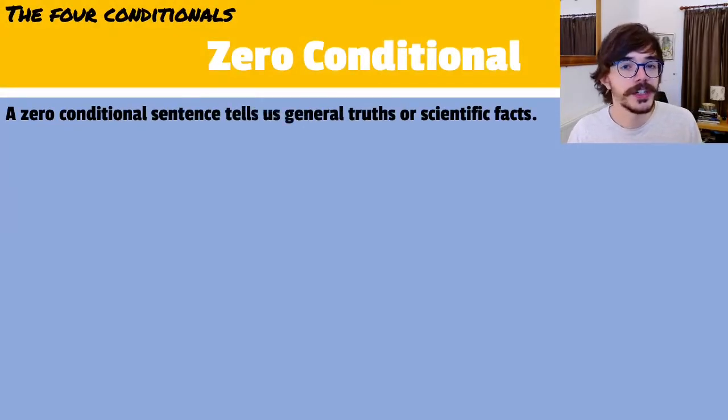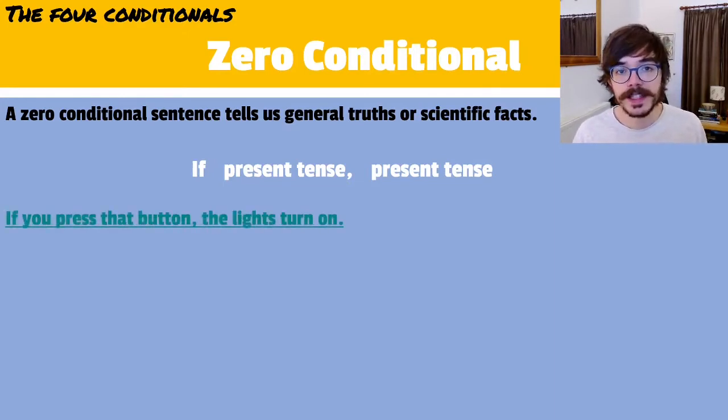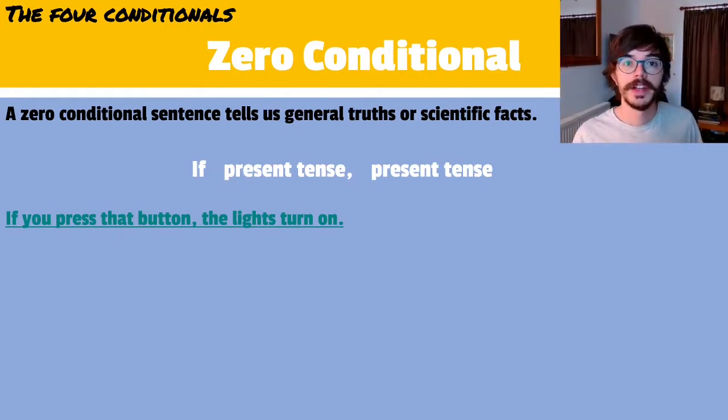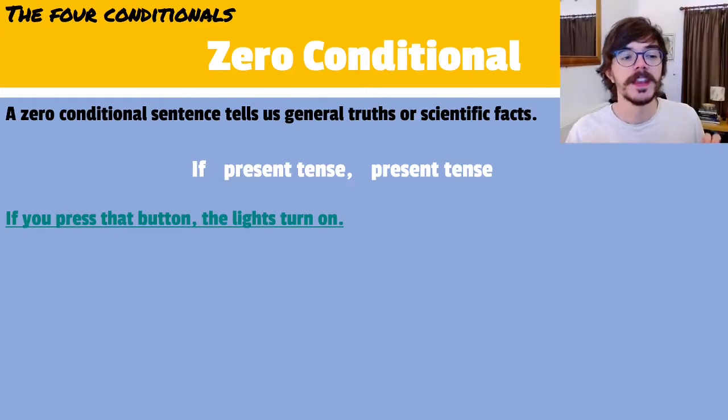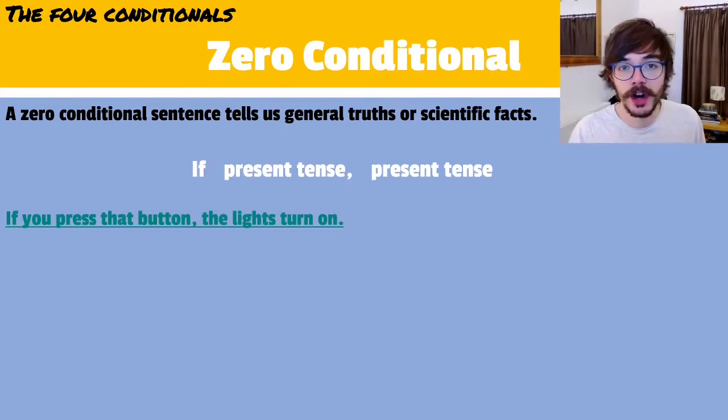A 0 conditional sentence tells us general truths or scientific facts. We form it with if, then the present tense, then the present tense again. So for example, if you press that button, the lights turn on. Oh, yeah. So if you press that button, the lights turn off. And if you press that button, the lights turn on. Right. So this is something that happens every time. Every time we press the button, the lights turn on or they turn off. Okay, so this is a general truth.